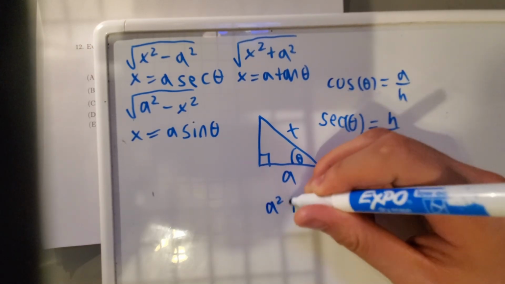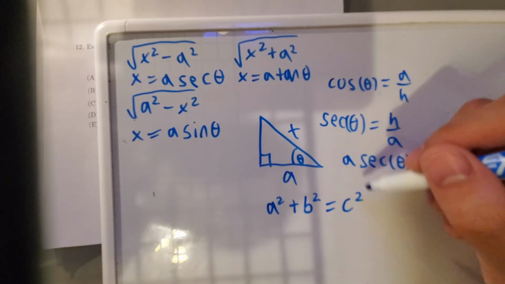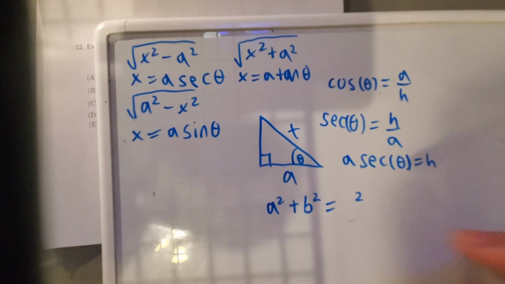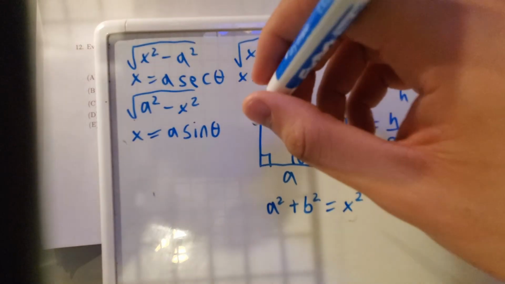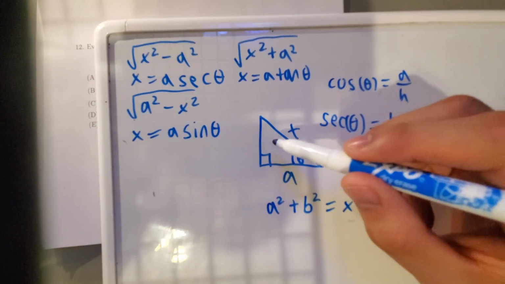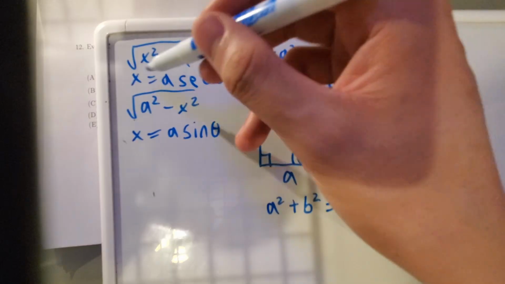So a squared plus b squared is equal to c squared, where c is going to be the hypotenuse. And since we labeled the hypotenuse as x, I'm going to replace c with x. So now it's going to look like a squared plus b squared equals x squared. And from here, we can solve for b to find what the length of this side is going to be. And once we find it, you're going to find that it's going to look like this form.